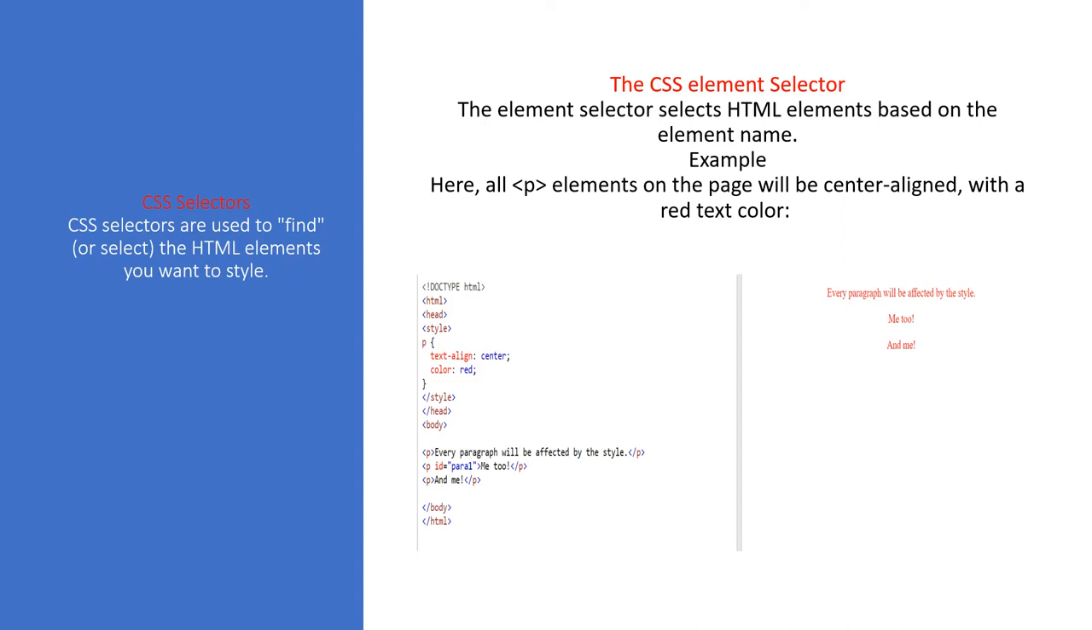We are selecting the P element. I am giving styles like the text-align property as center, and color as red. So all the P elements will get the same style which we have given in the style tag. So you can see the output.